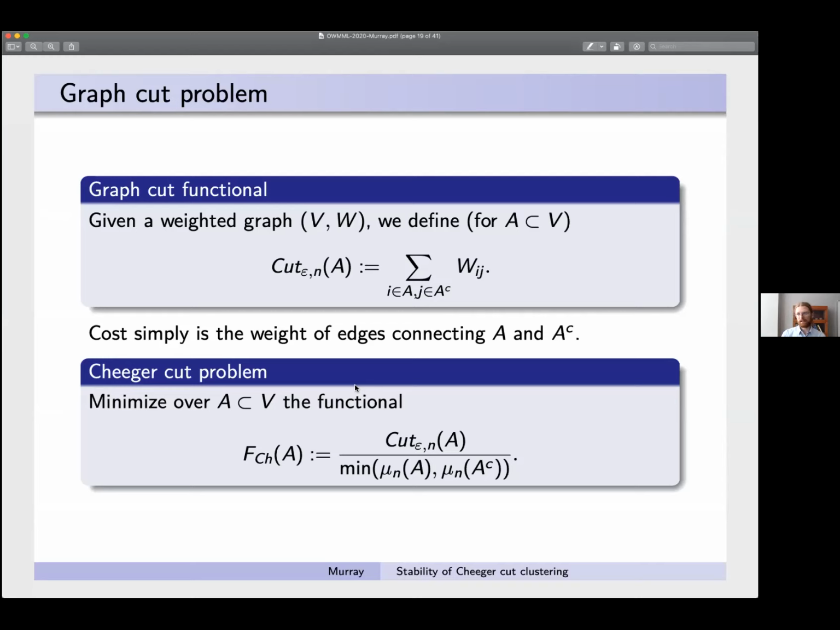And this is something that you can at least measure directly given a subset of our graph. And then the Cheeger cut problem, which has been very widely studied in the computer science community especially, has to do with minimizing the cut energy over this graph. I've written it with subscripts epsilon and n to remind us that our graph does depend on epsilon and n, divided by the minimum of the relative sizes of A and A complement. And here this mu_n is just this empirical measure, the cardinality basically of the set A and the set A complement.